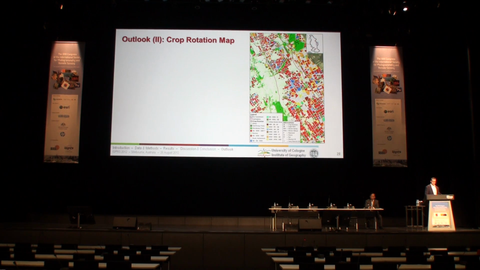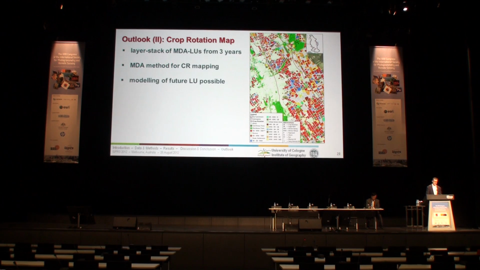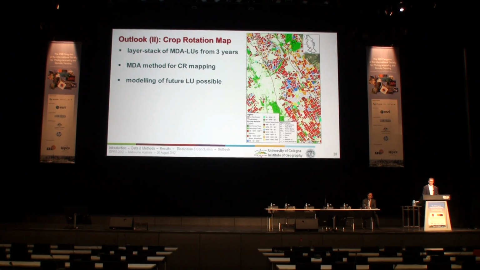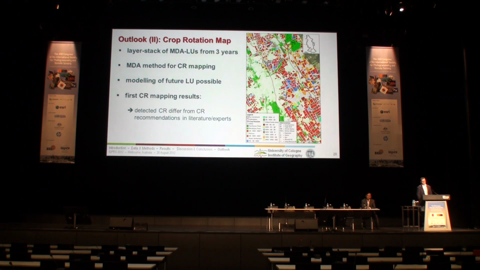And the second outlook is the crop rotation map. What you see here is a kind of prototype of the crop rotation map, and each color represents a unique crop rotation. This was also produced by incorporating land use data sets from 3 years, and the analysis was done also with the multi-data approach. With this data set, we will then be able also to model the future land use, because we now have the crop rotations.